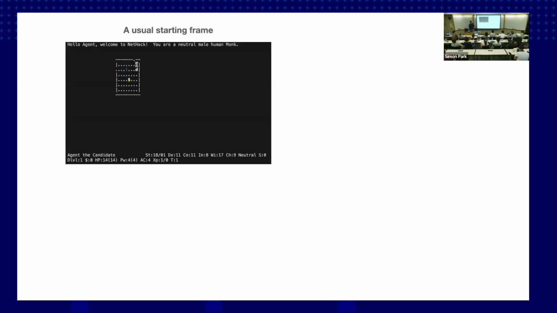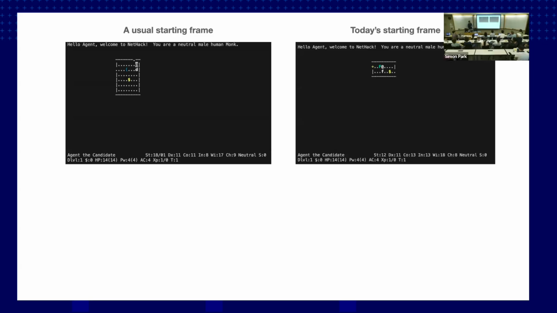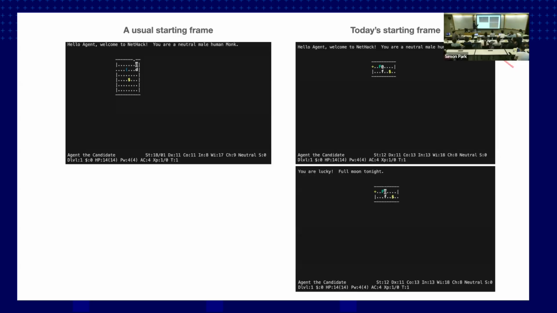The next morning, I decide to look one more time at the model playing the game, and I get stuck on just the first frame. This is what a usual starting frame looks like. It just welcomes you to the game. The message is very important here, and tells you what role you are in. But this new morning's starting frame had almost the same message, with a little more in it. It wants to tell me a longer message this time. It says, you're lucky, it's a full moon tonight.